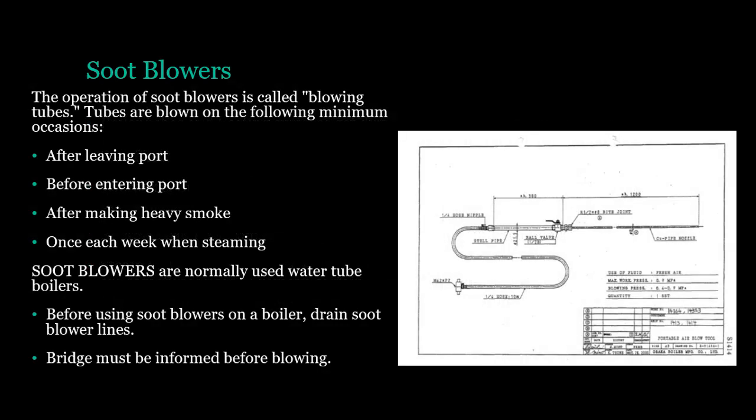The operation of soot blowers is called blowing tubes. Tubes are blown on the following minimum occasions: after leaving port, before entering port, after making heavy smoke, and once each week when steaming. Soot blowers are normally used on water tube boilers. Before using soot blowers on a boiler, drain soot blower lines. Bridge must be informed before blowing.